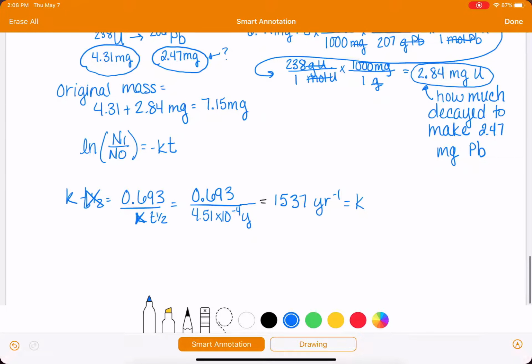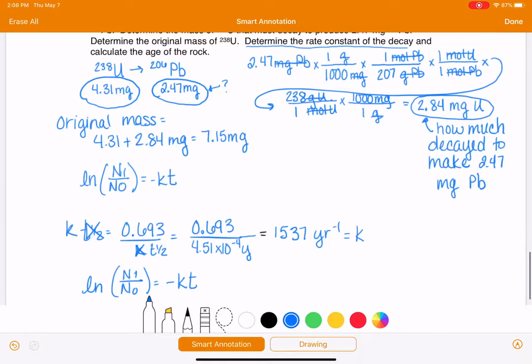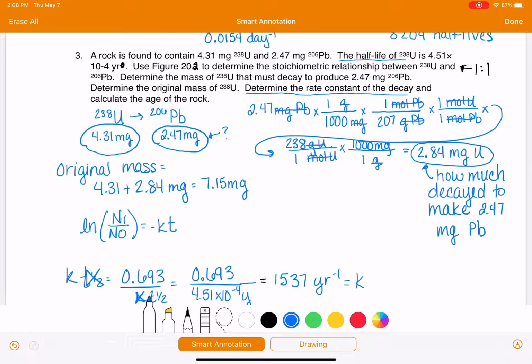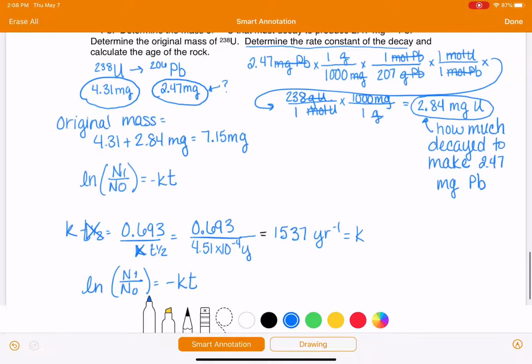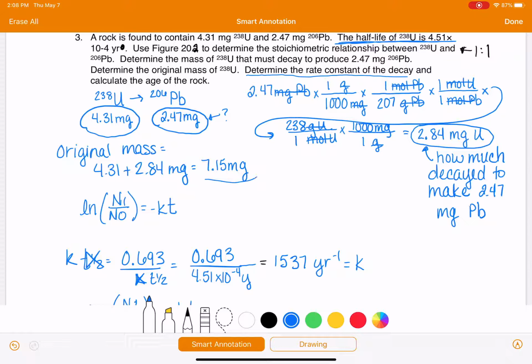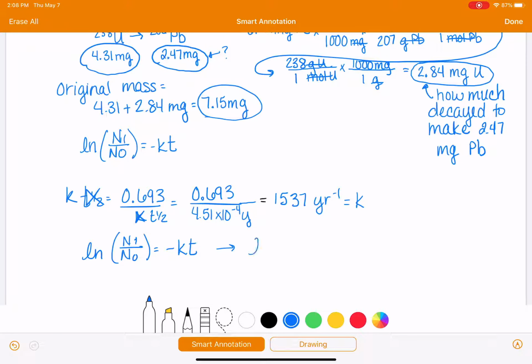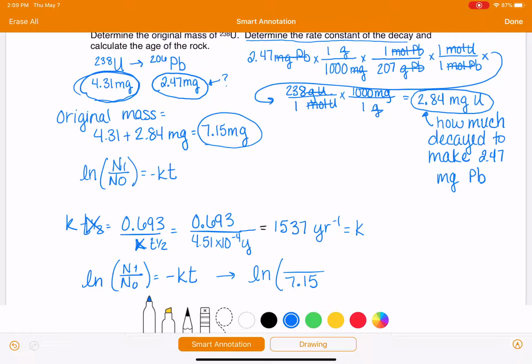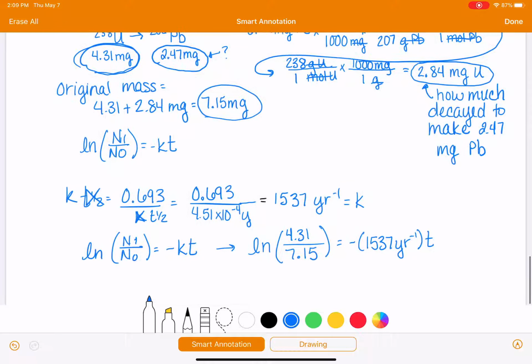And the age of the rock. The natural log of N1 over N0 equals negative kt. T is what we're trying to solve for. We just figured out k. This is the rate constant for uranium because it's based off the half-life of uranium. So what is our original or our initial mass of uranium? 7.15. And what do we have at this current time? 4.31. Rate constant, 1537. And we can solve for time. 4.31 divided by 7.15. Take the natural log, divided by -1537.